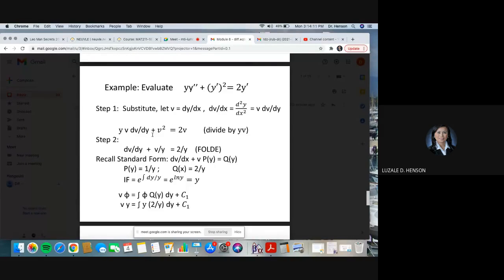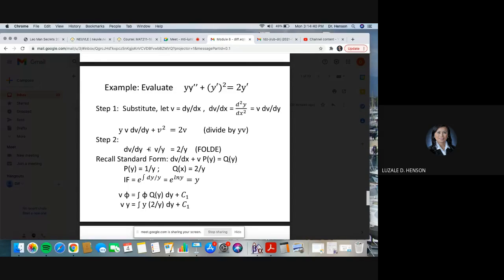Okay? Divide by yv, because to be able to transform this into a standard form, dv dx plus v, p of y, q of y. As you notice, this is in terms of y, because our dependent variable, instead of having x, will be in terms of y. This is supposed to be dvdy, no? dvdy ito. I'm sorry for that. May typo error ako. But this is the standard form.